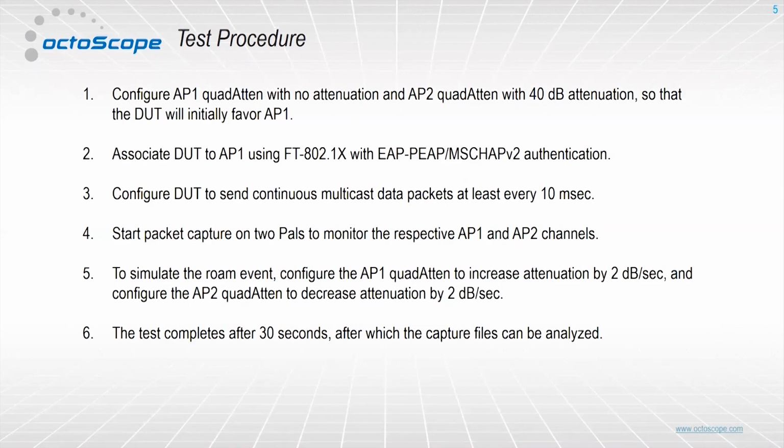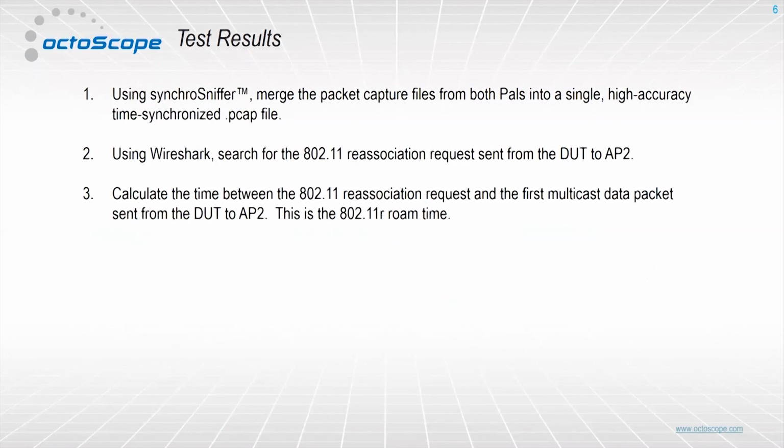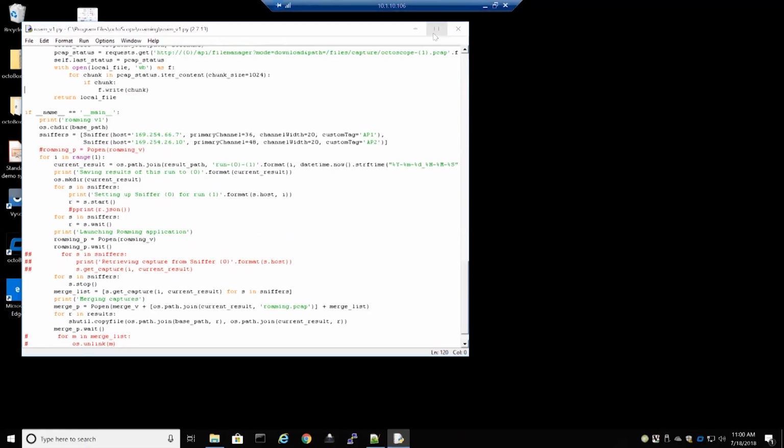And then we will start the packet capture on the two PALs and then run the attenuators. And then after about 30 seconds, we should be able to see a file. So that's basically it. Again, using Synchro Sniffer, we merge the capture files, look at Wireshark, and we just look for the reassociation request. And from the reassociation request to the first data packet sent on the second AP that we roam to, that is considered the roam time. So that's what it'll look like.